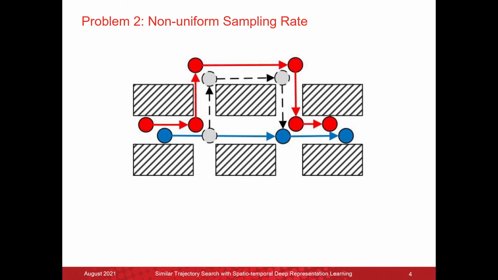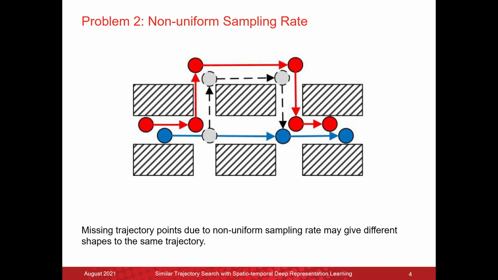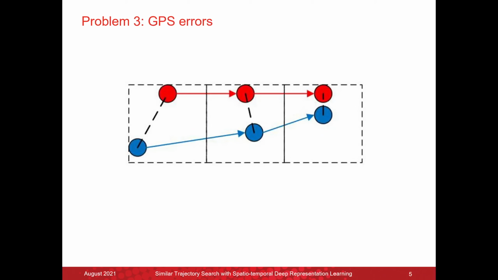The second problem is the non-uniform sampling rate. Here we have two trajectories, red and blue, but due to errors, some points of the blue trajectory are not recorded. If you're looking at only the recorded points, the red and blue trajectory have different shapes even though they cover a similar path. Thus, missing trajectory points due to non-uniform sampling rate may give different shapes to the same trajectory. The third problem is GPS errors.